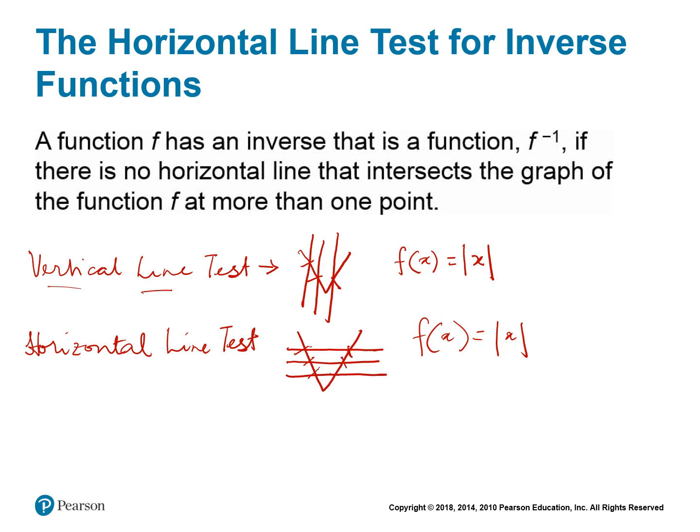So that means this absolute value function, as is, will not have an inverse, because in order for a graph to have an inverse, the horizontal line should intersect at only one point. It cannot intersect at more than one point.